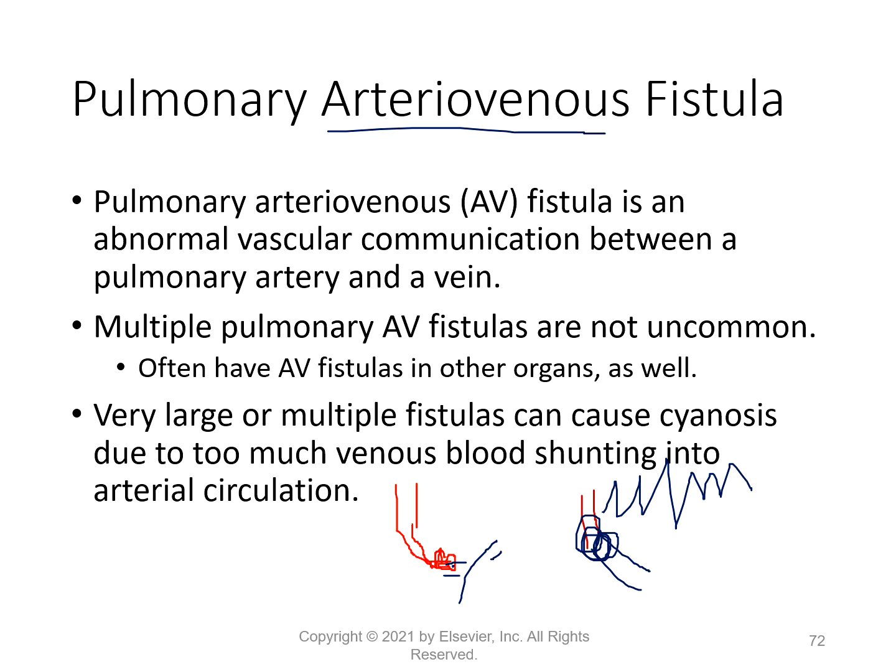So with the pulmonary arteriovenous fistula, it's an abnormal vascular communication, such as this, between the pulmonary artery and a vein. Multiple pulmonary AV fistulas are not uncommon, and AV fistulas can happen across the board, really anywhere in the body. But if you have very large or multiple fistulas, they can actually result in cyanosis because too much venous blood is shunting right into the arterial circulation, and we're not getting that normal perfusion that we would expect from the normal breakdown of the arterial system.